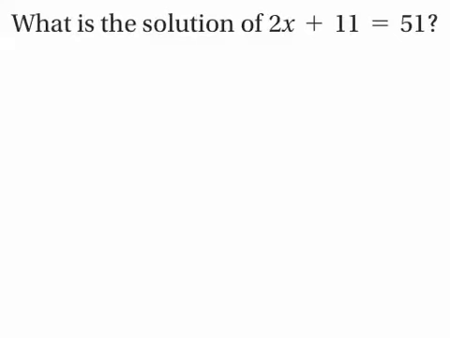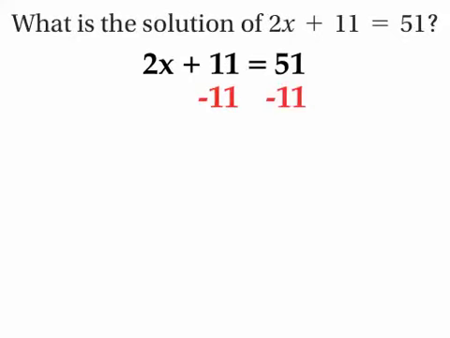The first example of a two-step equation says, what is the solution of 2x plus 11 equals 51? I have my original equation. Remember, I just said, generally speaking, I need to get rid of addition or subtraction first. In this case, that is true. I am adding 11 to my variable x, so I need to do the opposite, or inverse, and subtract 11 from both sides.